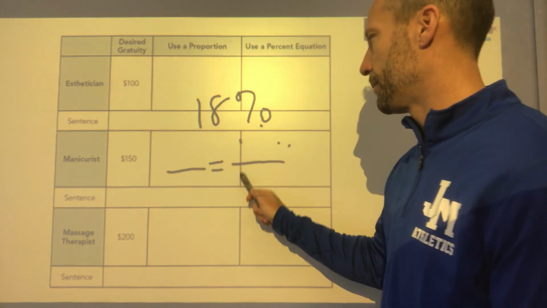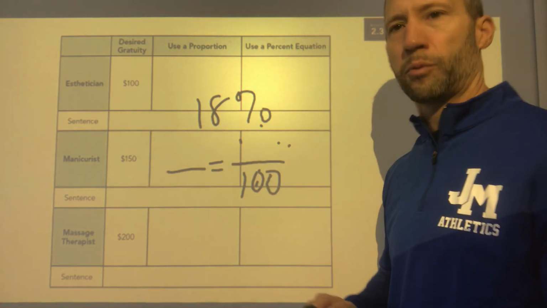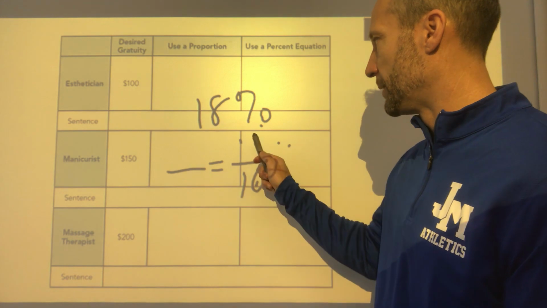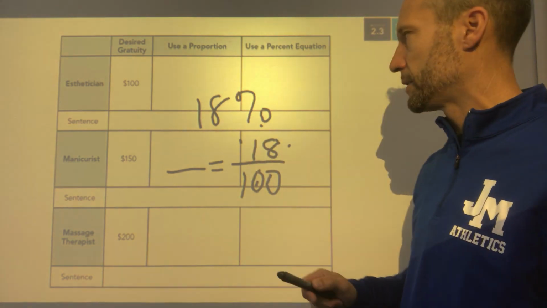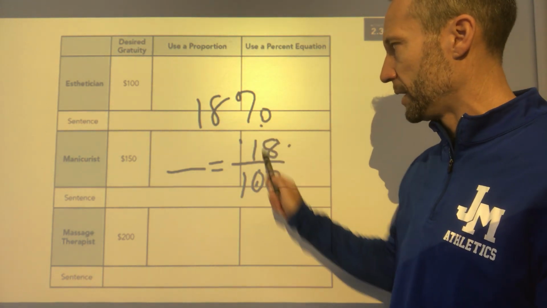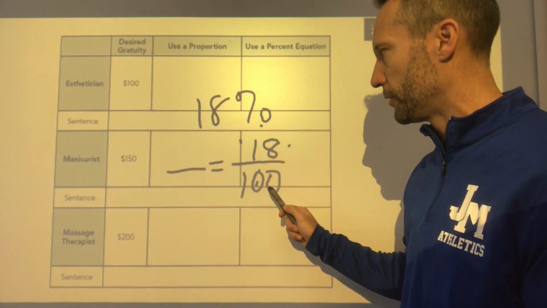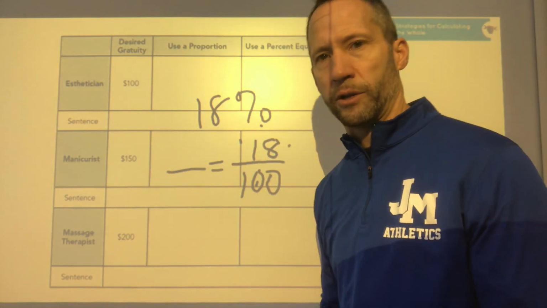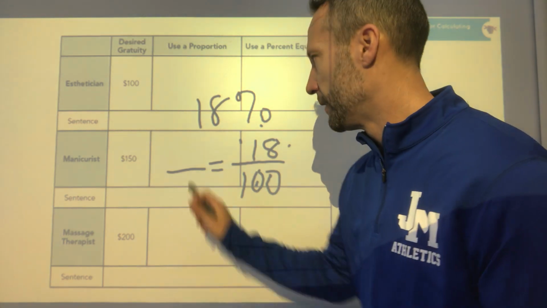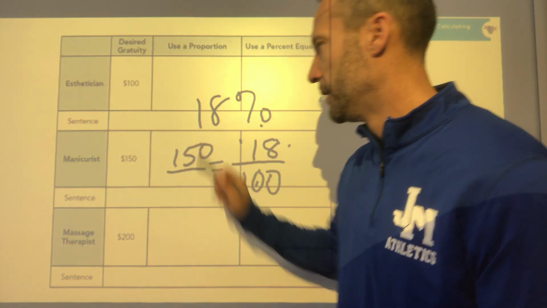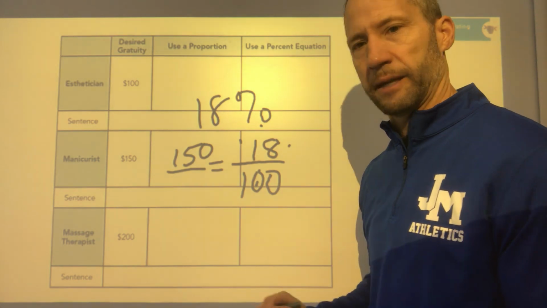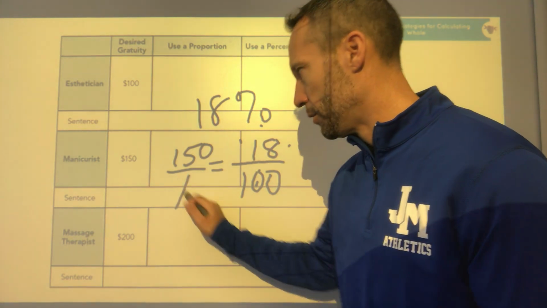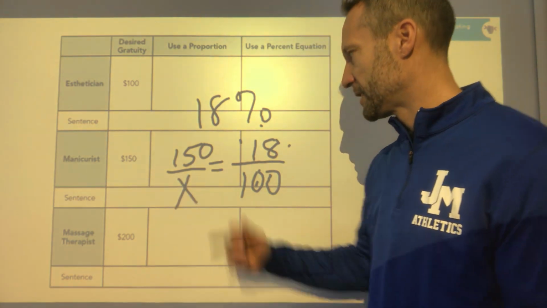Okay, we're going to set that up again. 100 is going to be in every one of those proportions. Again, this time I'm given the percent, so I'm going to put that percent over 100 because percent means per 100. So 18 over 100 means 18%. Over here, again, they're giving me the $150. That is my part. That is the amount of the tip. Okay, and I am missing my total bill. So in this case, this is now what's missing.